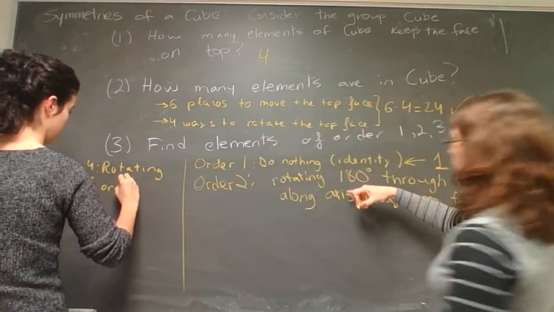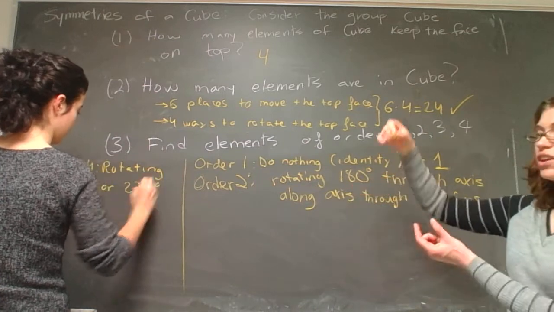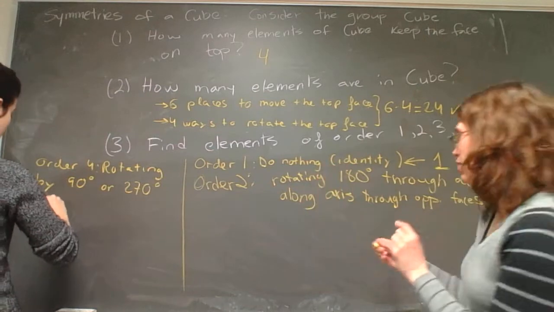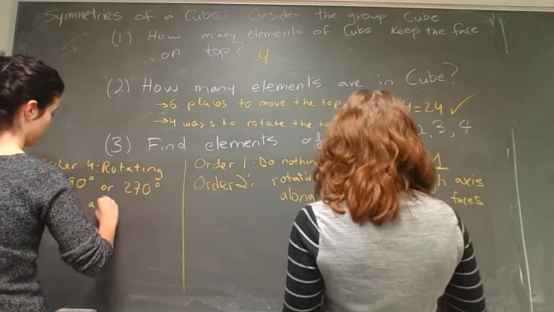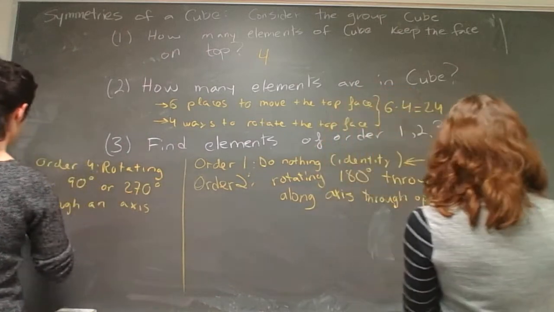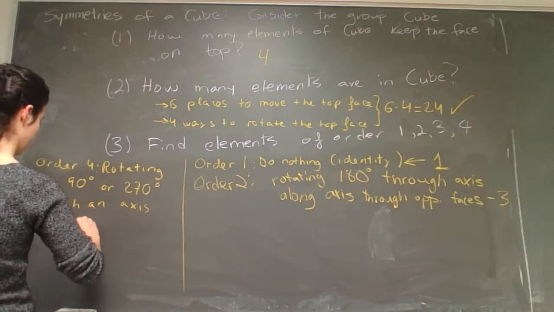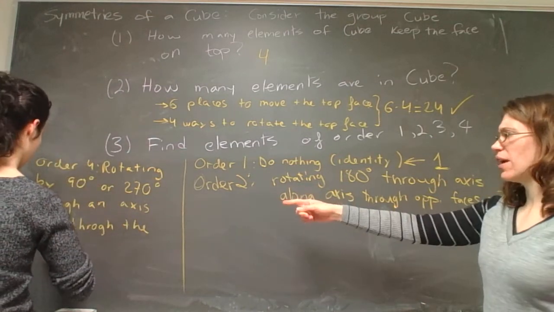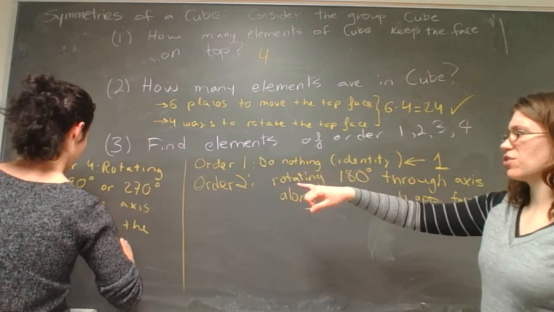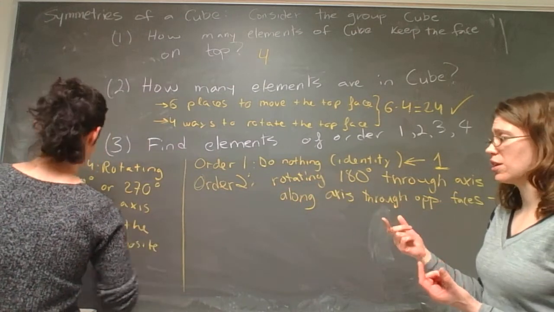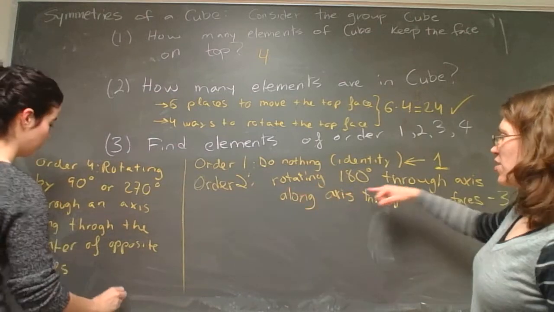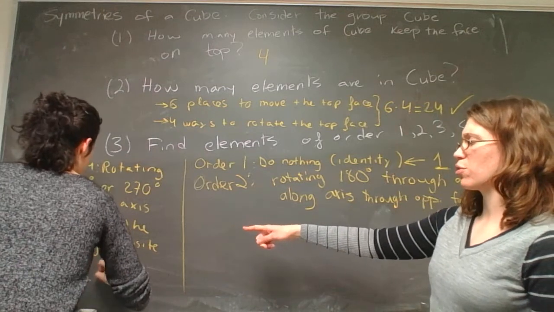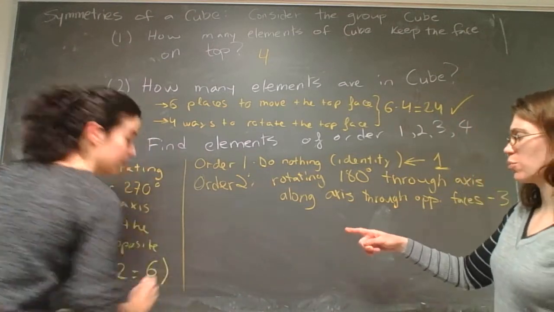So if we're looking at the elements of order 2, there are 3 different pairs of faces: the top and the bottom, the front and the back, and the left and the right. So there's 3 through the faces. And then Ava is counting the rotations of order 4 by 90 or 270. I think there are the same 3 pairs, but now we have 90 or 270. So this gives us 6 elements of order 4 that we construct in this way.